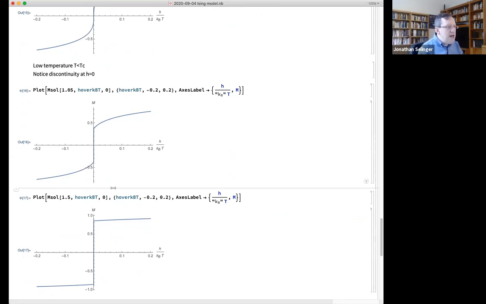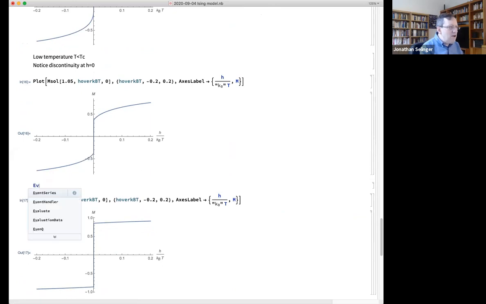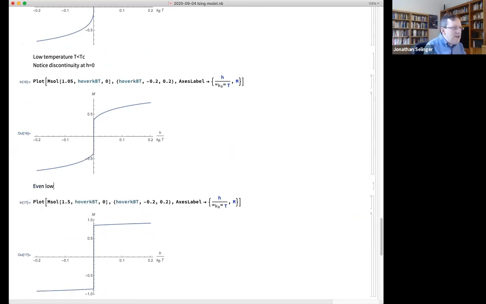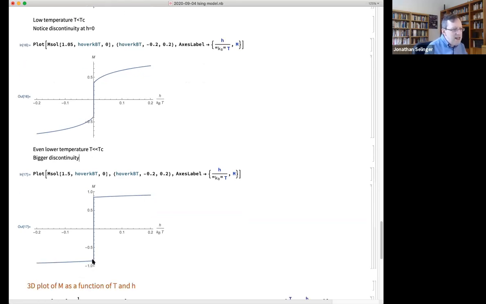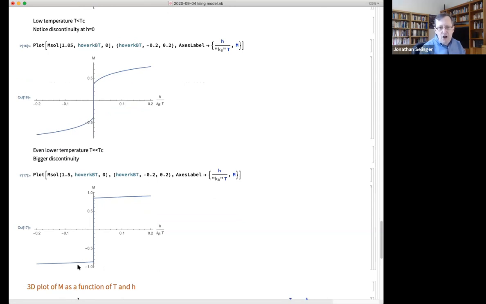Okay. And now here is a plot for even lower temperature, T much less than TC. And then you can see there's an even bigger discontinuity, right? Here, there's a huge jump from negative field to positive field, and hardly any change there and there. Okay?